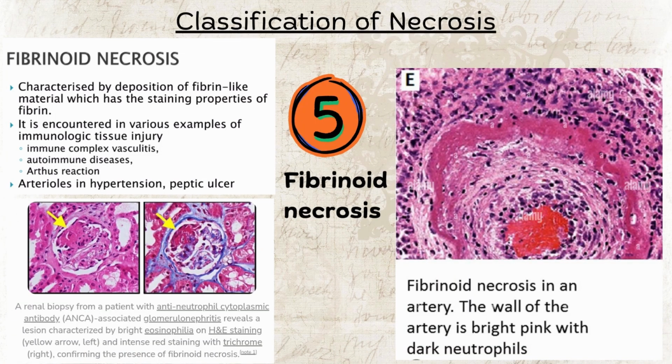Fibrinoid necrosis, only seen in blood vessels. Immune complexes and fibrin leak into the vessel wall, making it bright pink, seen in malignant hypertension or vasculitis.